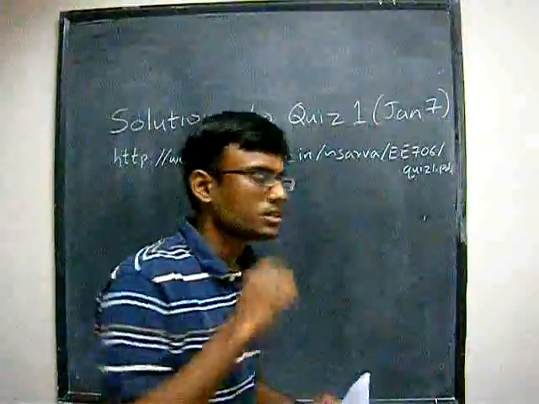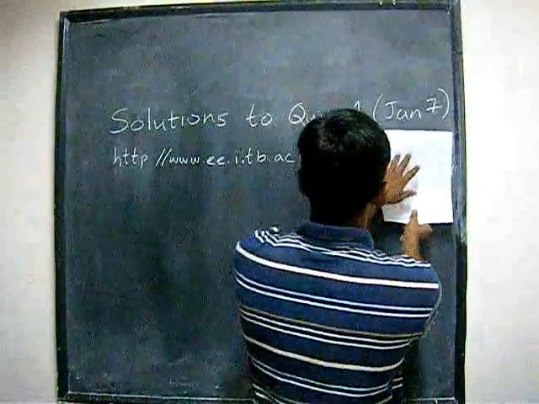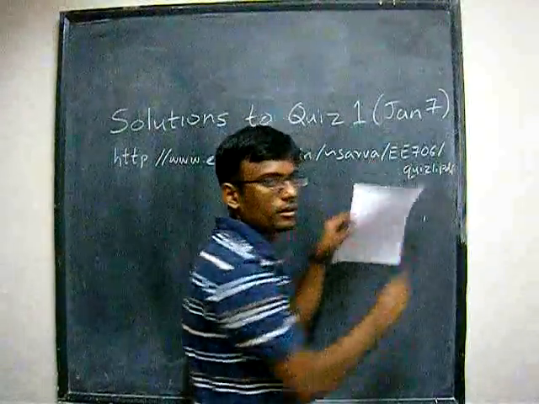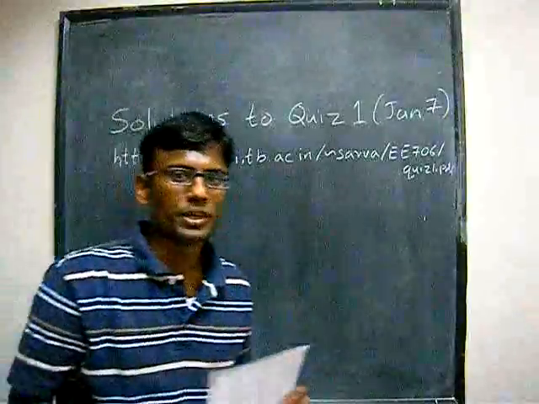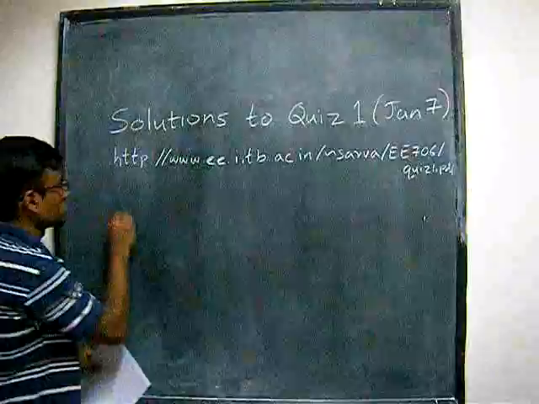So it can be found at this URL, but you can always go to my website, which is this. You can always go to my website and follow the course link, and on the course homepage you can find the link to quiz 1. So the first question was, what is a communication network?